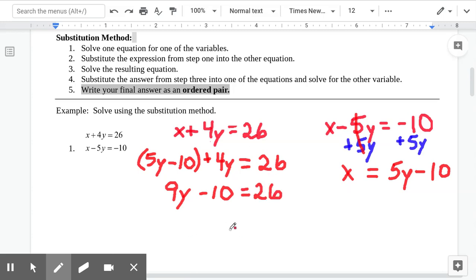And so we continue solving our equation. We'll add 10 to both sides of the equation, and we'll get 9y equals 36. And lastly, divide by 9 on each side of the equation, and we'll get y equals 4.